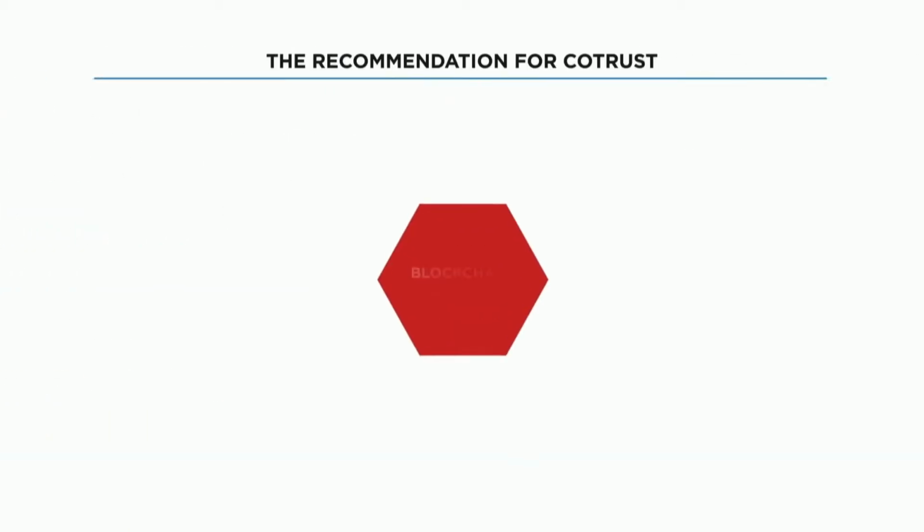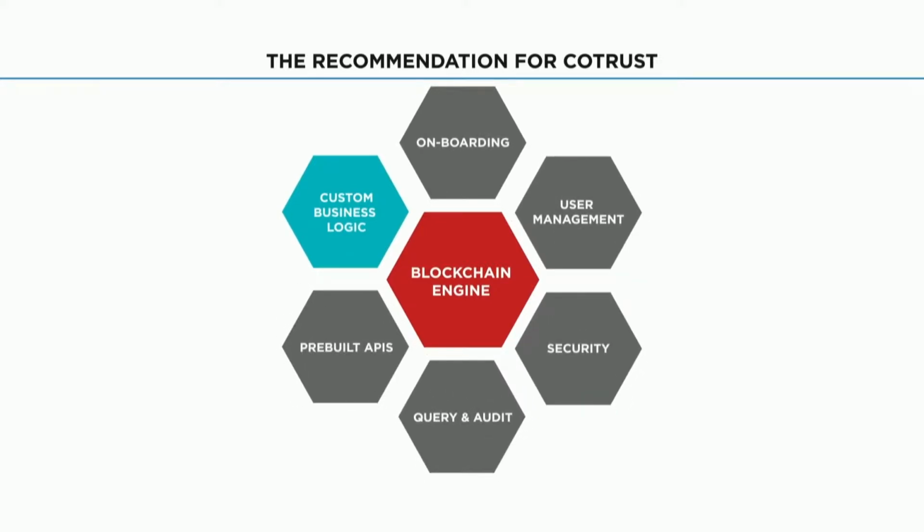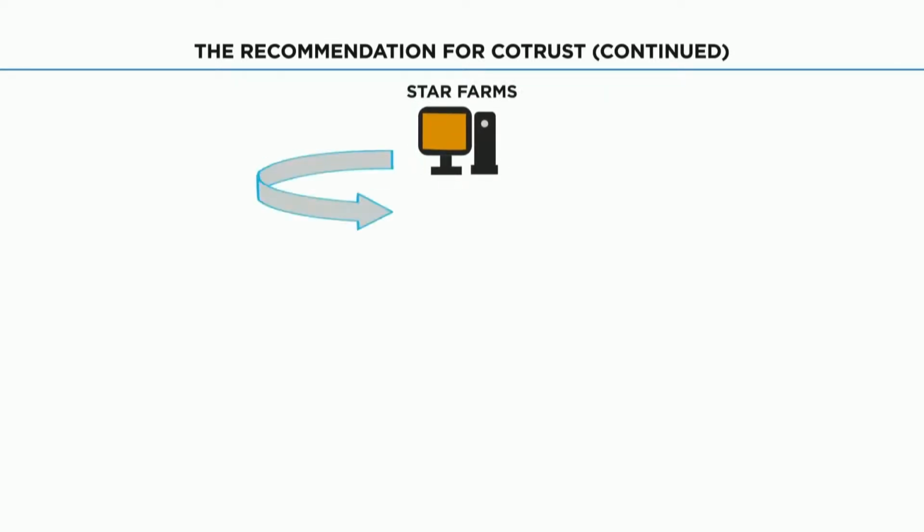The creation of blockchain applications is simplified by using COTRUST. With COTRUST, many pieces of your blockchain application are already written before you even start. Once transactions to be captured on the blockchain are defined, COTRUST can automatically generate web interfaces, mobile apps, and APIs. COTRUST has features that make it a good choice for Star Farms to integrate its existing systems with the blockchain.